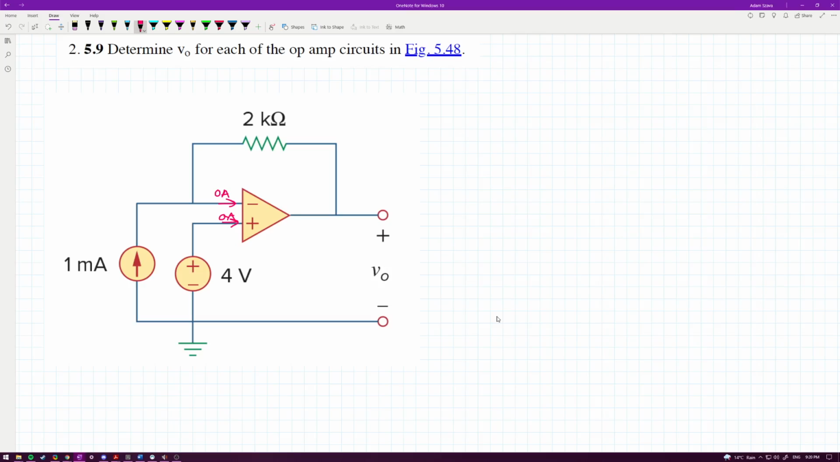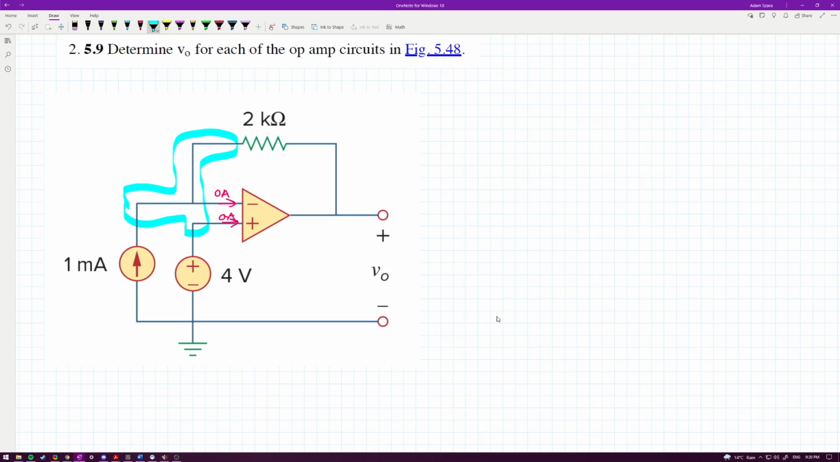Unless they give us what RI and RO are. If they tell us what those resistances are, then it's fine. And then we can just say that this is all one node. Since it's ideal, and there's 0 amps going in here, the voltage difference is 0. So that whole thing is 4 volts.